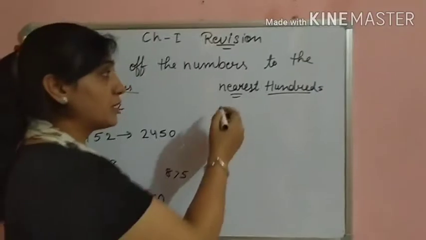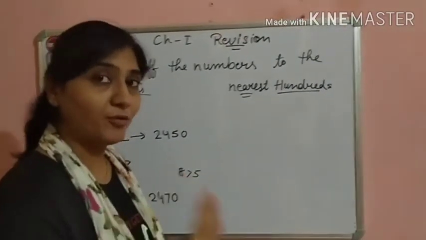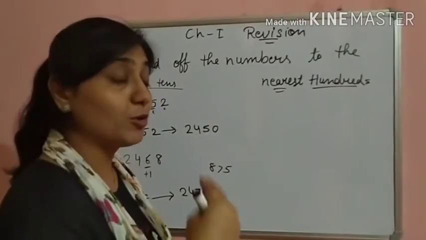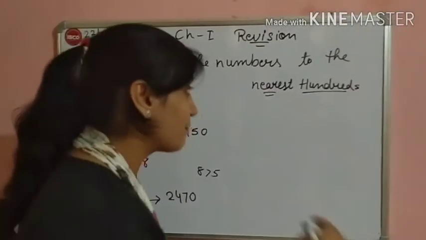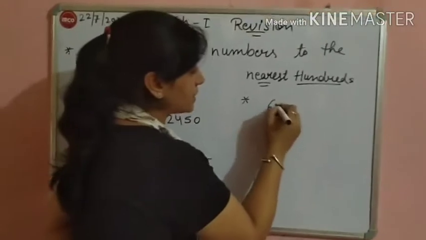Go. Now let's revise rounding off the number to the nearest hundreds. Now the same rules we have to follow, but this time we have to look at which digit? The right side of the 100 place digit. See, I am taking one example.